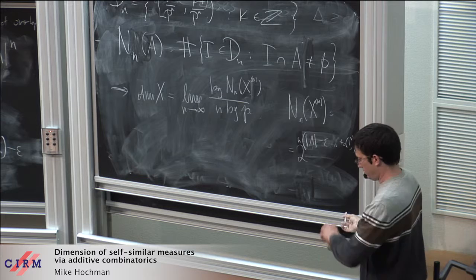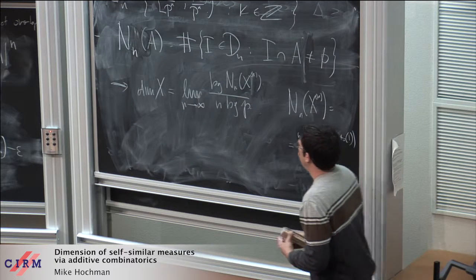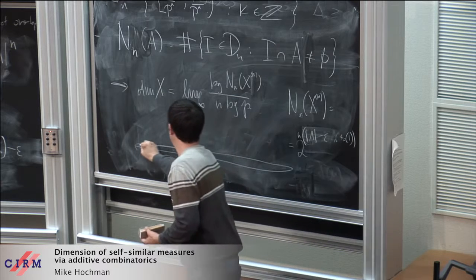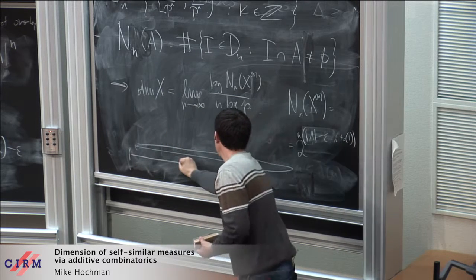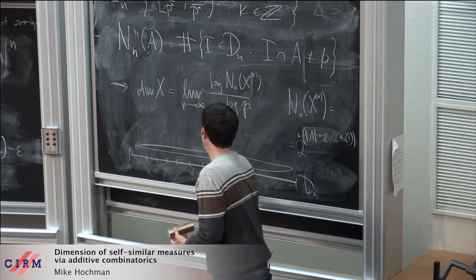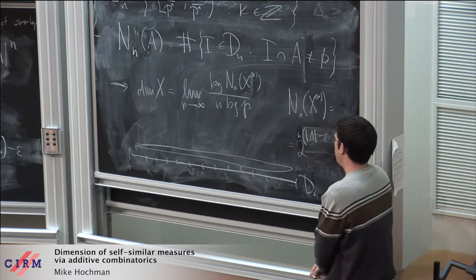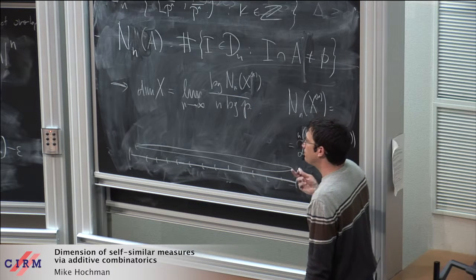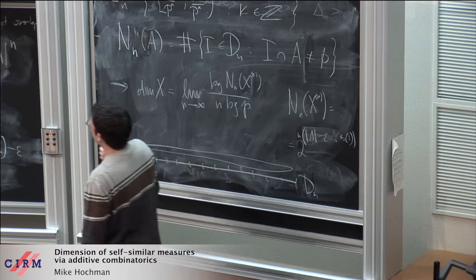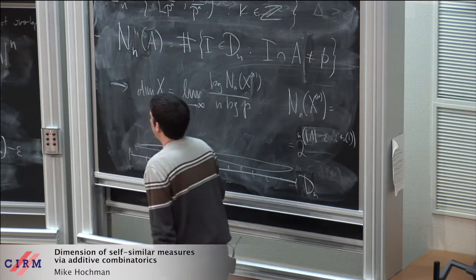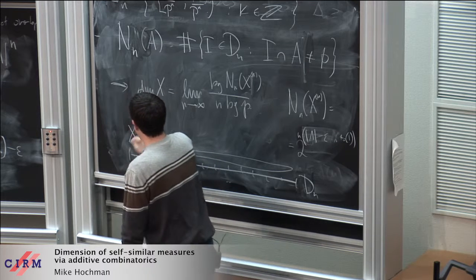Okay. Now, what else do we know? Well, if we look at this self-similar set, and we look at the partition D_n, then because we have no exact overlaps, the nth approximation has lambda to the n elements.